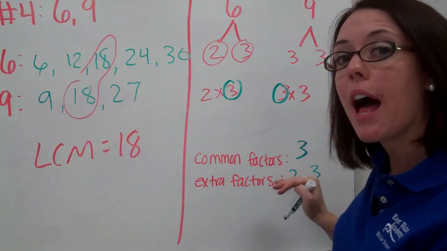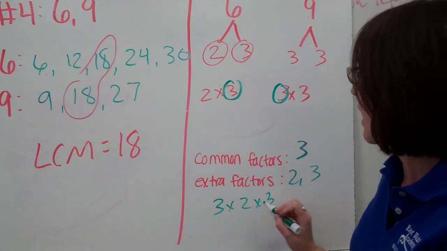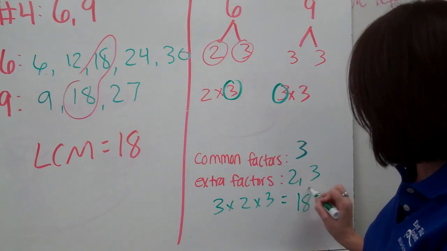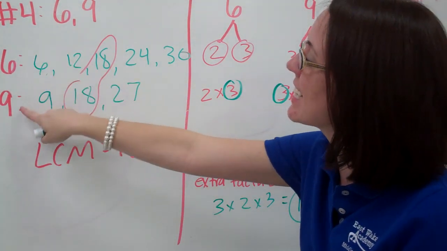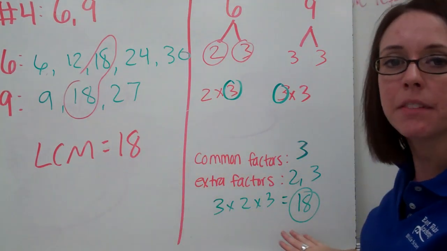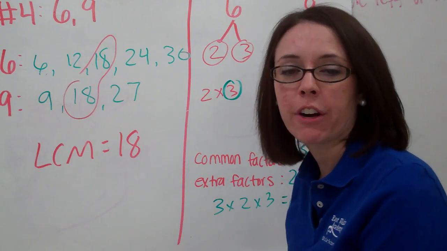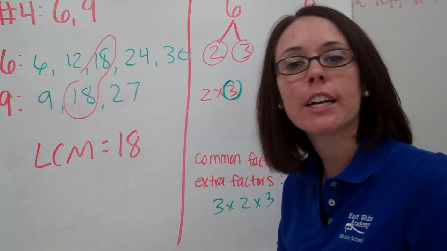So we multiply all of those together. 3 times 2 times 3. 3 times 2 is 6, times 3 is 18. The least common multiple, as we found before, for 6 and 9 is 18. Remember, GCF and LCM are different. GCF is referring to factors and LCM is referring to multiples.